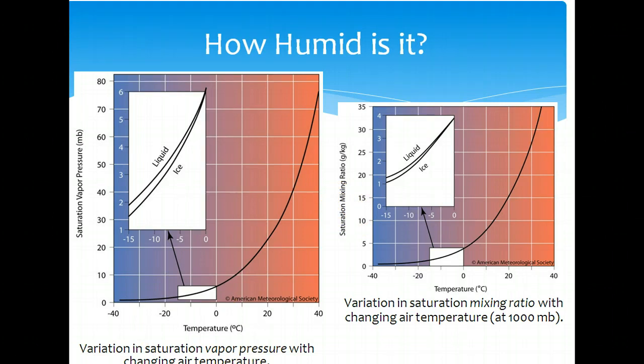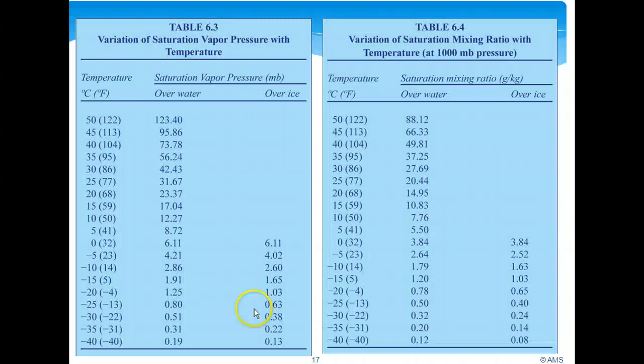So simply put, temperature increase means more vapor pressure, or temperature increase means more grams per kilogram of water in the atmosphere. These two tables confirm that. That is, vapor pressure increases as the temperature increases, and the saturation mixing ratio increases as the temperature increases.